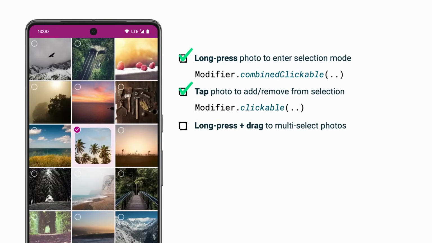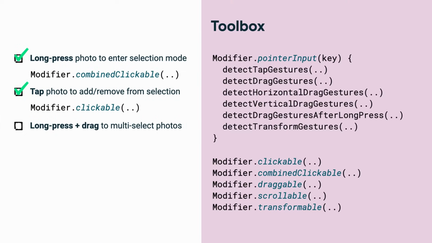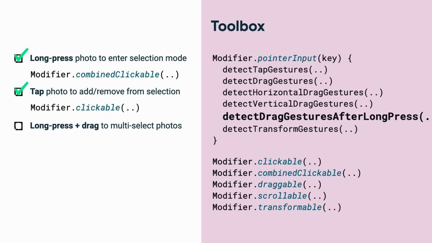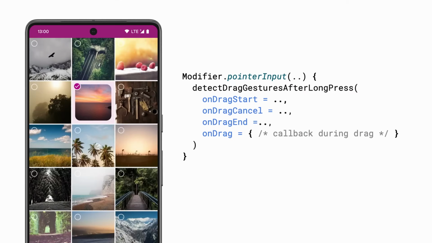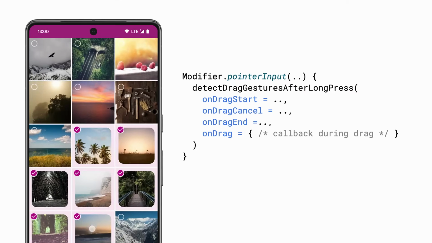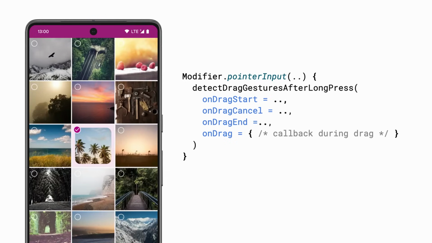Next up, we want to use long press and drag to select multiple images at the same time. Let's open up our toolbox and see which gesture handler fits. We need a handler that waits for a long press and only then passes on any drag events. There's a detector that does exactly that. The detect drag gestures after long press method will help us to implement our multi-select. It waits for a long press to happen and will then forward all the drag events to a lambda. It also contains lambdas for when the drag starts, when it's cancelled, or when it ends.